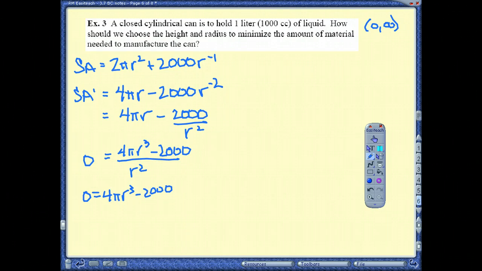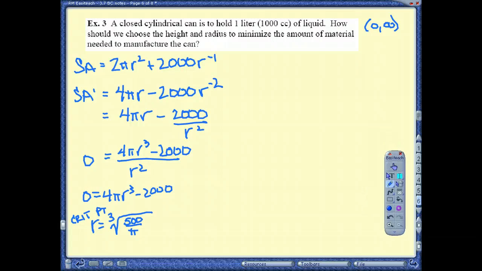Okay, so add your 2,000, divide by 4 pi, and then take the cubed root. So my critical point, and we'll want to put that on there so they know we know. Our critical point is going to be the cubed root, wait for it, 500 over pi, because 2,000 divided by 4 is 500. You're dividing by pi. That's our r. We know, because we did our limits, that is where our absolute min is.